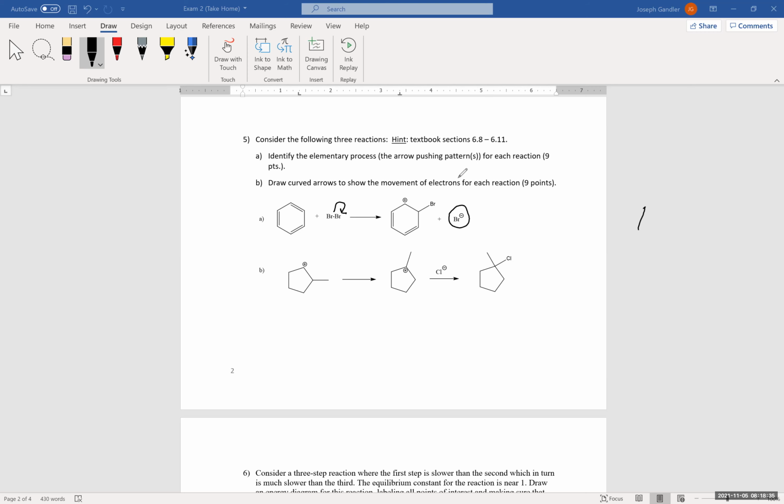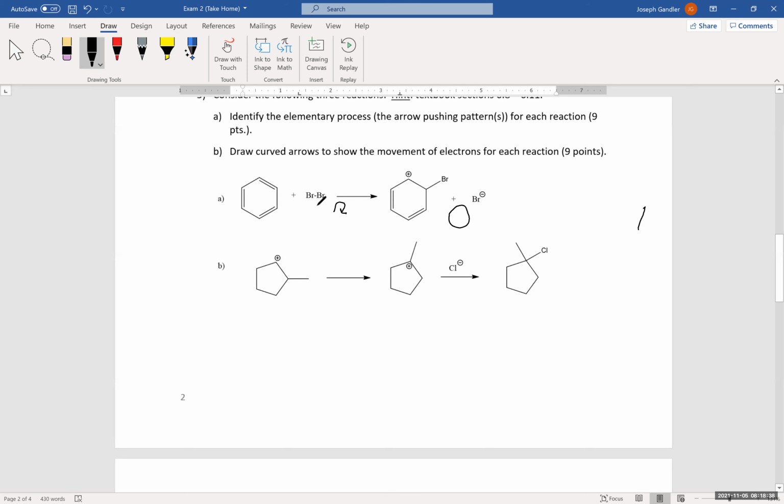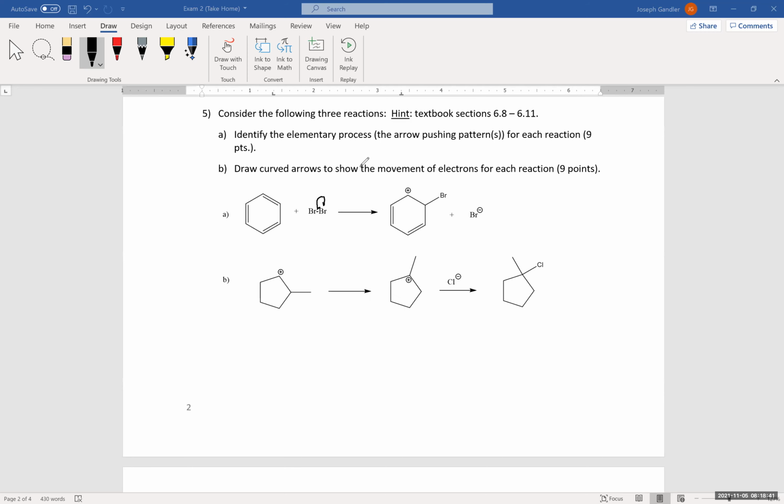I'm going to erase this and make this a little bigger. So this bond broke and the bromine picked up the electron. That's why it's become negative. And then you formed a C-Br bond, right? And this pi bond broke and formed a bond to the bromine. So this carbon here is losing a bond and is going to develop a positive charge. Okay. So those are the two curved arrows. Notice what happens: C-Br bond formed, pi bond broke, Br-Br bond broke.